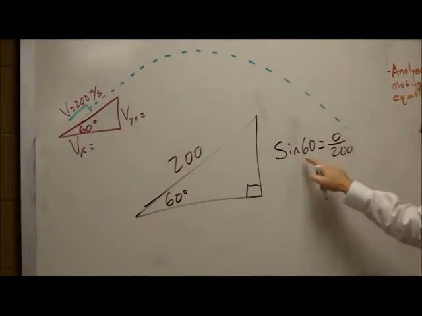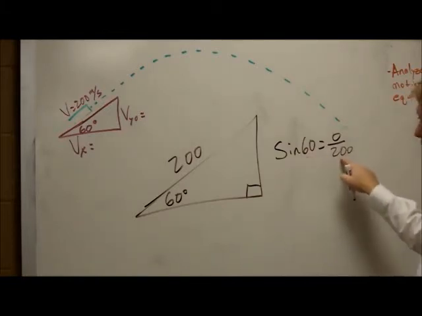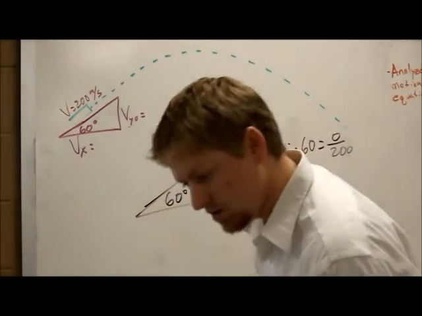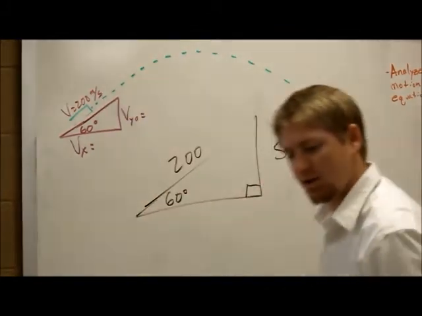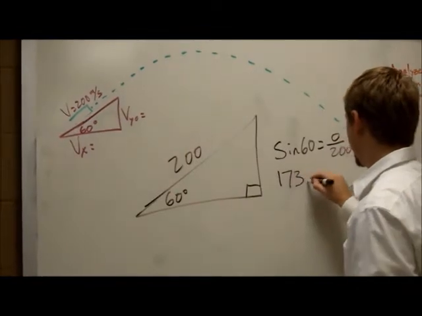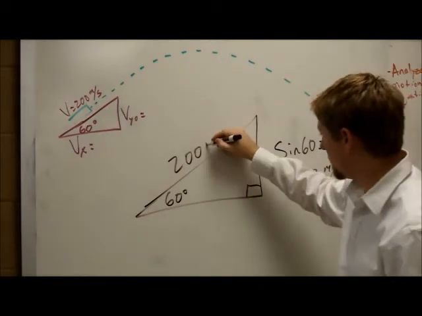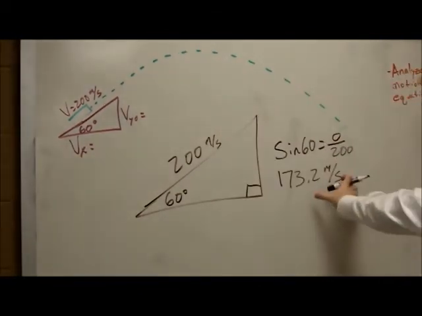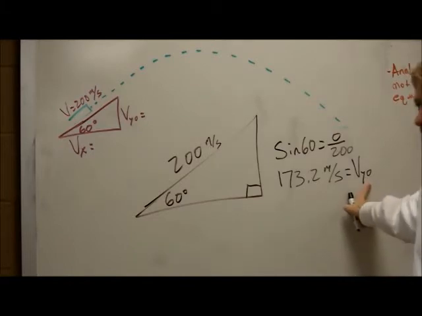So we do 200 times the sine of 60. You might want to do that in your calculator first. Sine of 60, cross multiply times 200, and we'll get our opposite is equal to 173.2 meters per second. Since that's what this velocity was, we're going to continue with those units, meters per second. This is equal to our Vy0, or our initial vertical velocity.